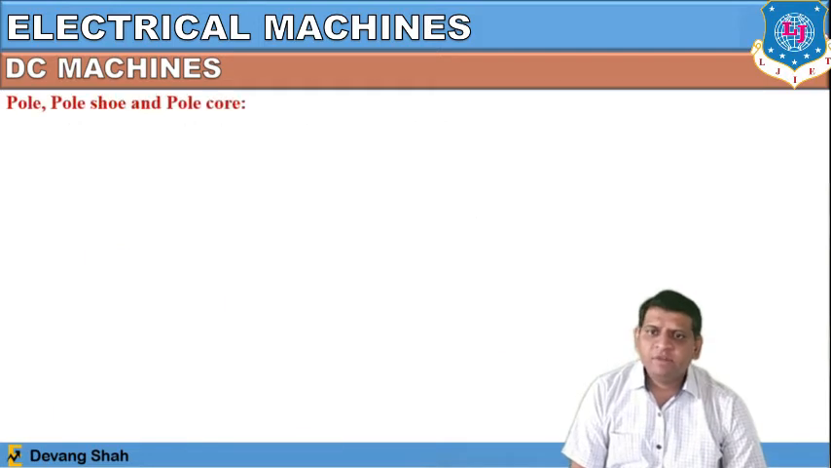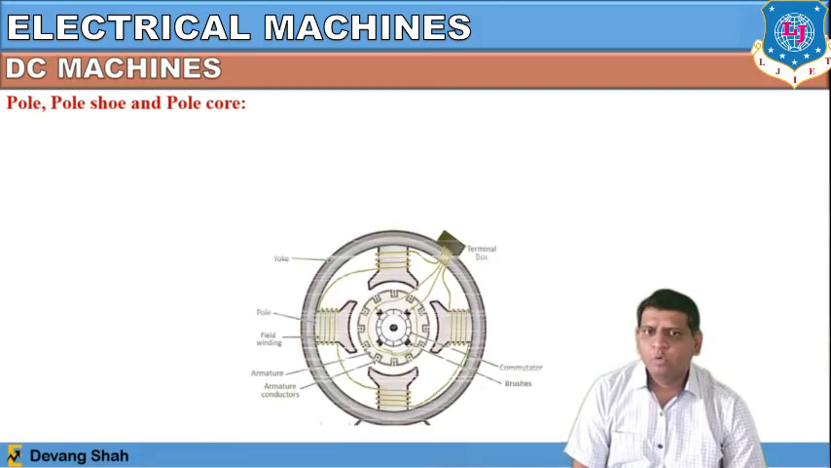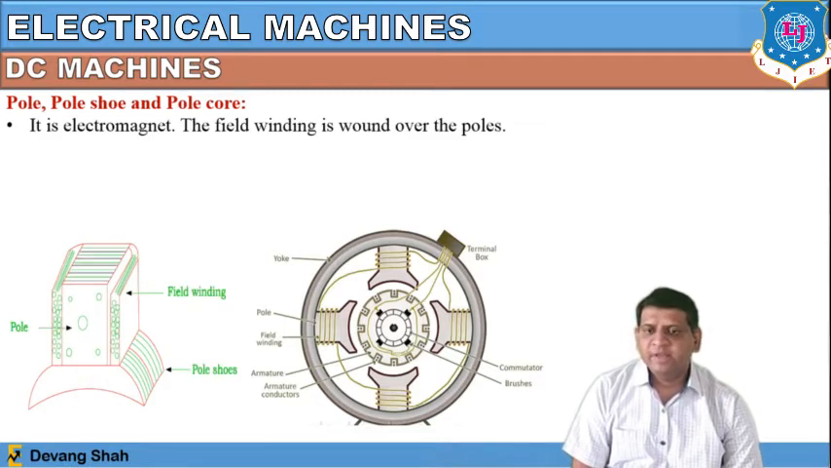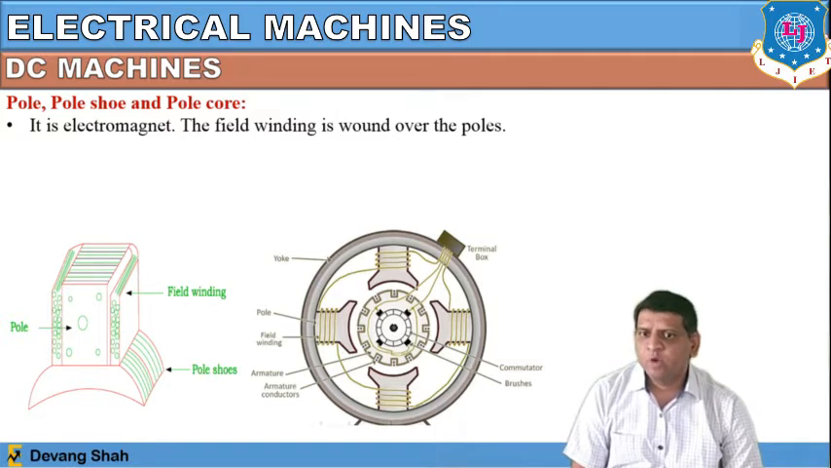Now the other part we define as the pole shoe and pole core. So this whole part we define as a pole. This is a pole shoe, and overall this portion we define as the pole core. So here it is an electromagnet. So we are taking the individual parts of this. This is a pole shoe. This field winding is wound over this pole. We define it as a field winding. This is a part of the pole.